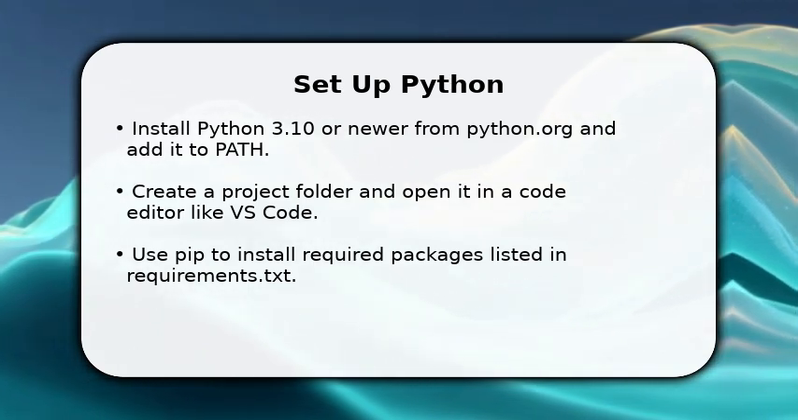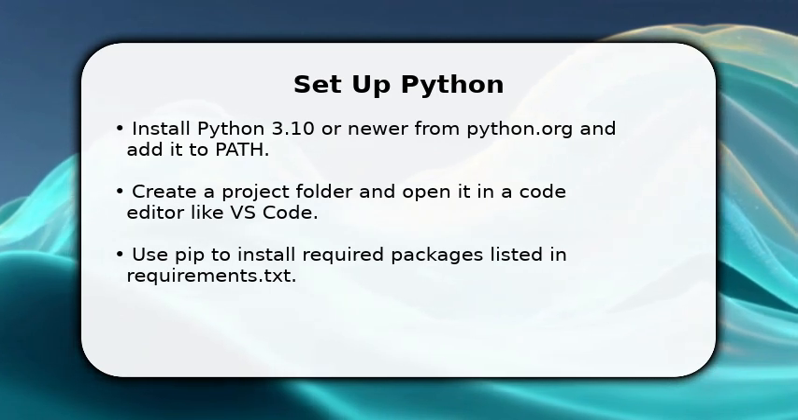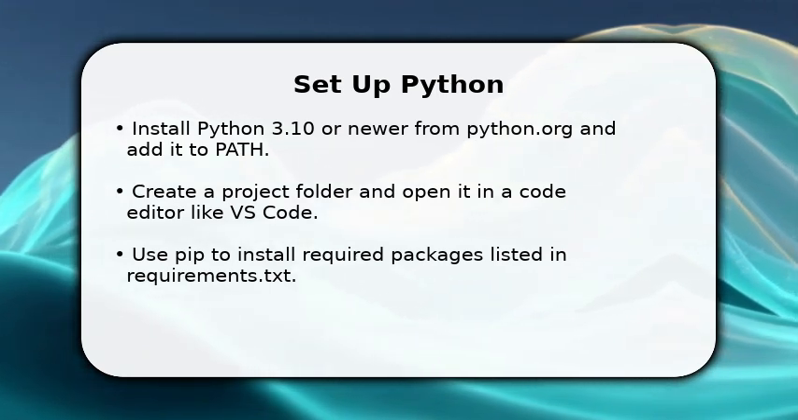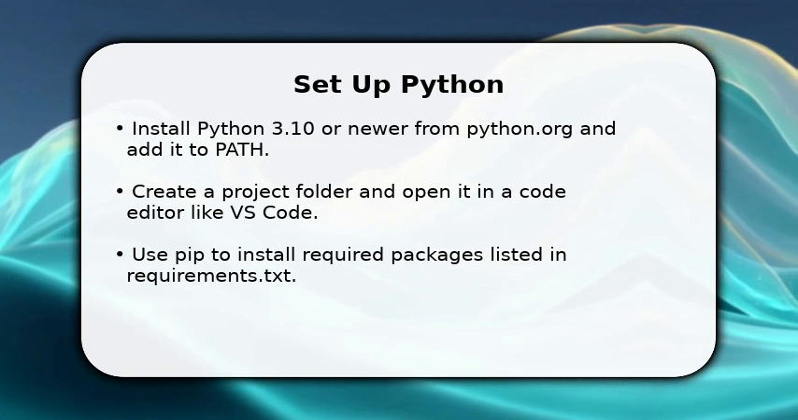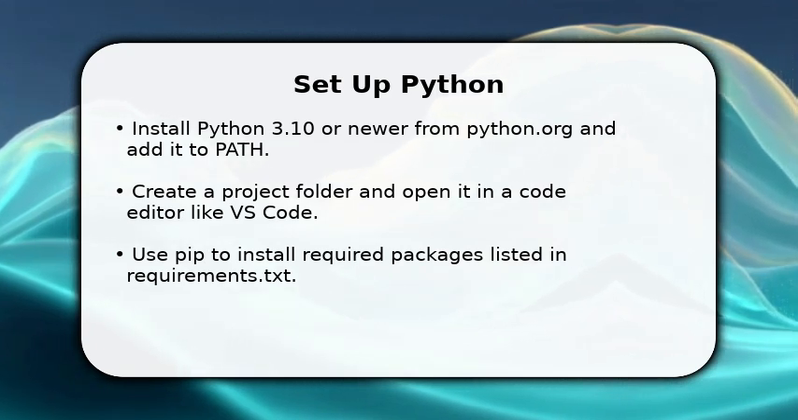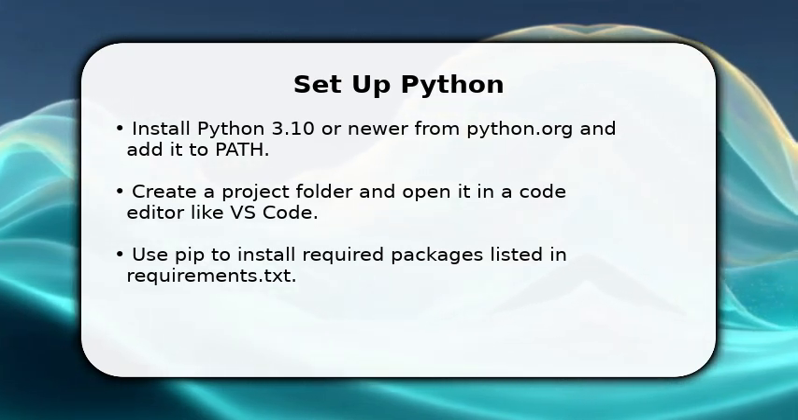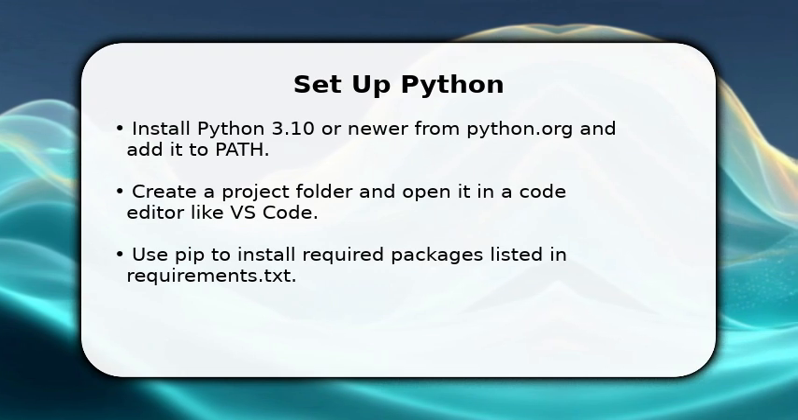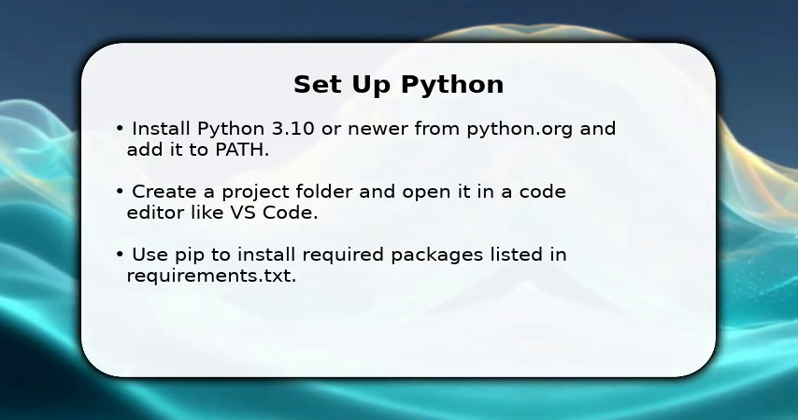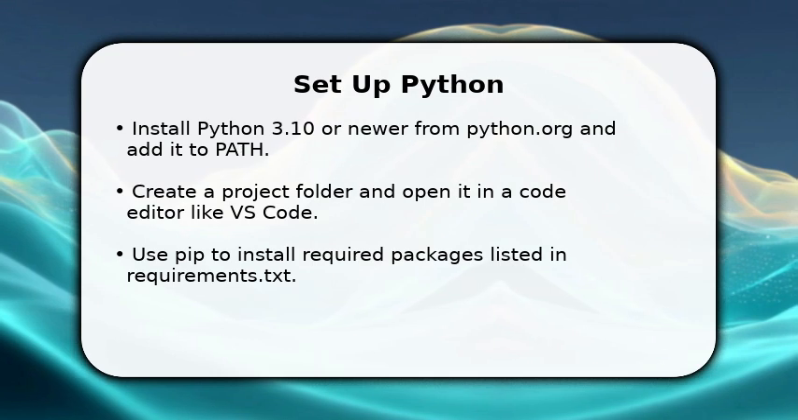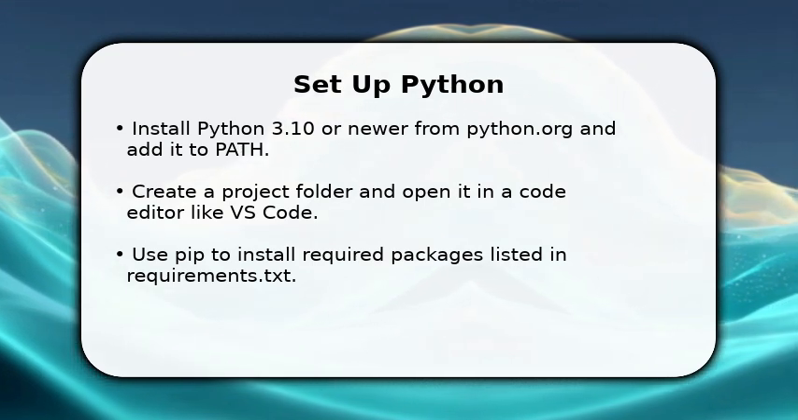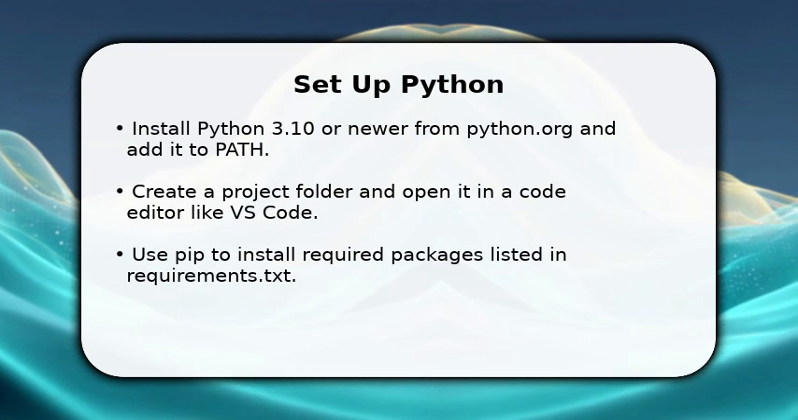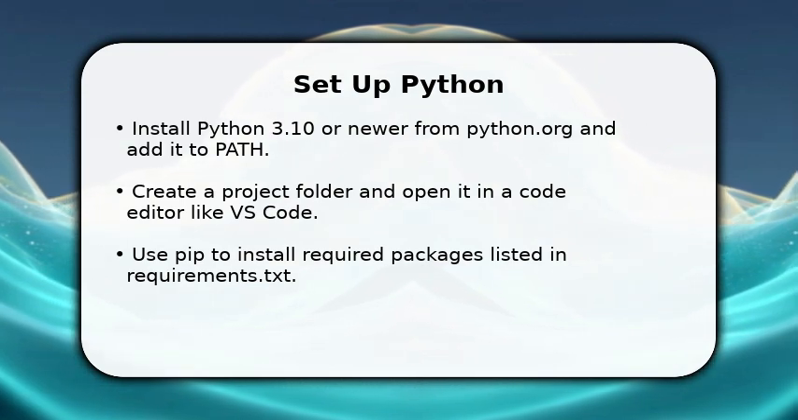In the editor, create a virtual environment using python -m venv and activate it. After activation, run pip install -r requirements.txt to add dependencies. Confirm installation by running python --version and pip list to see installed packages. This initial setup ensures consistent environments across machines and avoids permission problems.